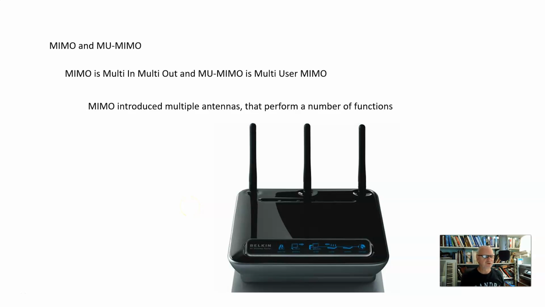One of the important features that was introduced with 802.11n was something called MIMO, M-I-M-O, which stands for multi-in, multi-out. And then later on with AC, something called MU-MIMO, which is multi-user MIMO. MIMO introduced multiple antennas. That's the simple version of it. They perform a number of functions in the regular MIMO version of this. Let's take a look at those functions.